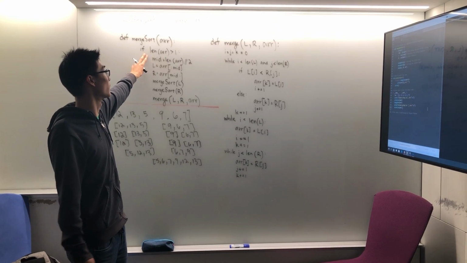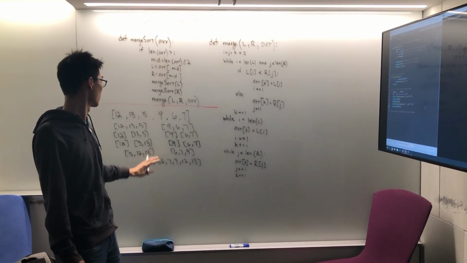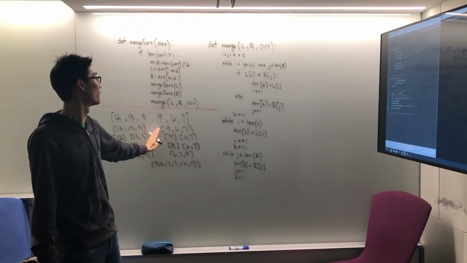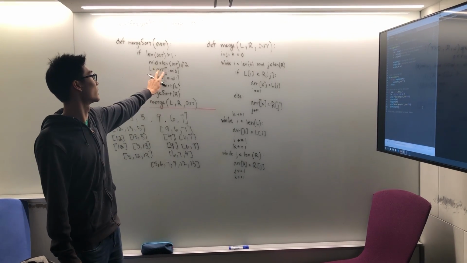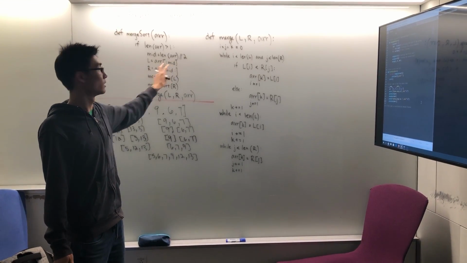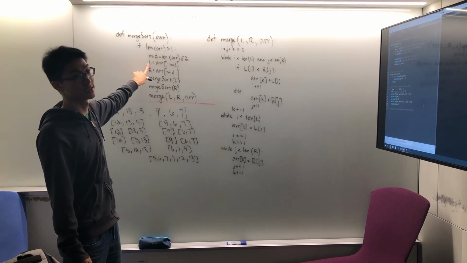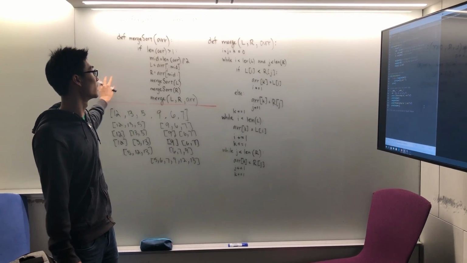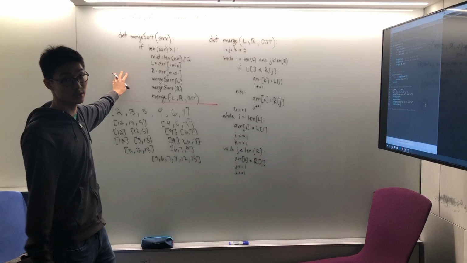So if it is greater than 1, we can find the middle of this array. We can basically chop it in half. And this is what this says. It takes the array, takes all to the middle, from the very left to the middle, and calls that left, and from the middle to the very right, and it calls that the right half.